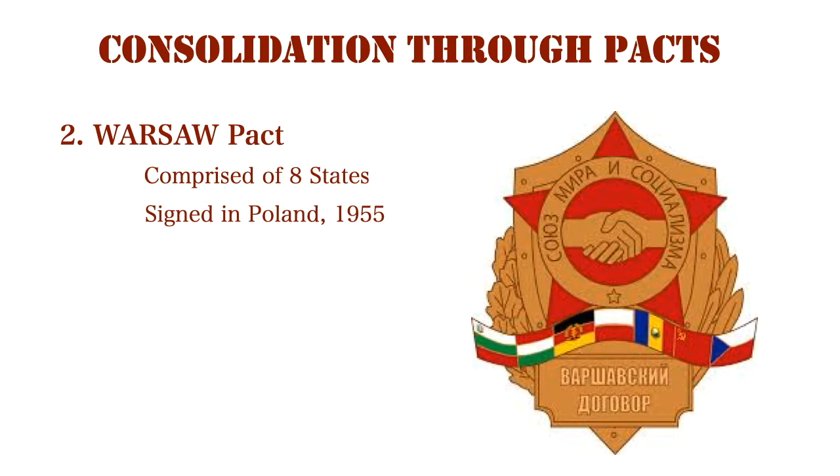Then the second one we have is the Warsaw Pact. The Eastern Alliance, led by the Soviet Union, was known as the Warsaw Pact. This was a treaty signed between 8 countries in Poland in 1955. It was officially called the Treaty of Friendship, Cooperation, and Mutual Assistance. Its main function was to counter NATO's forces in Europe.